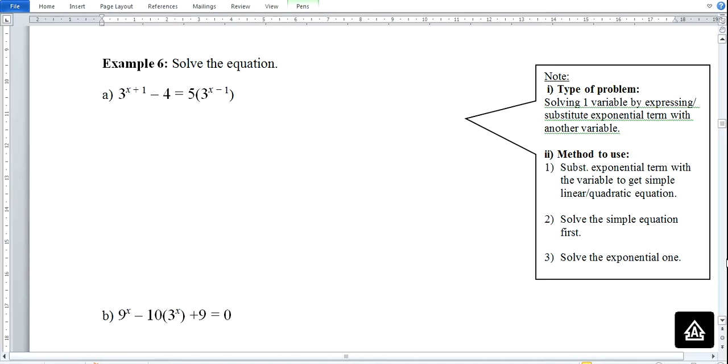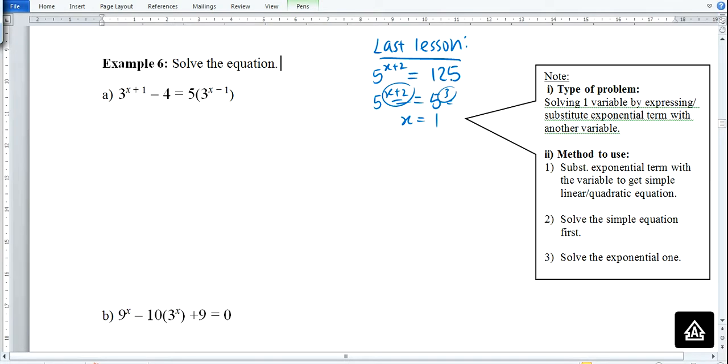Okay, now last lesson we actually covered exponential equations, that is, without plus and minus at the coefficient. So what I mean is, last lesson what we saw is equations like this, and the idea is to make the base the same so as to compare, and we can tell from the power that x is equal to 1.